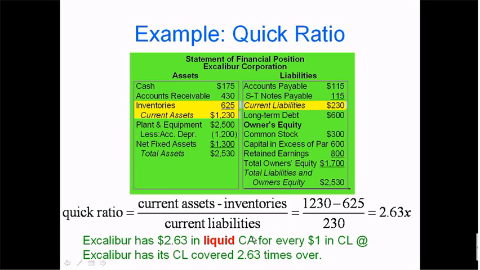How do we differentiate between current ratio and quick ratio? It's whether we are looking at only the liquid current assets. So Excalibur has $2.63 in liquid current assets for every $1 in current liabilities. Or we can say that Excalibur has its current liabilities covered 2.63 times over. Okay, so that's how we compute the quick ratio. Remember, it's also called the acid test ratio.